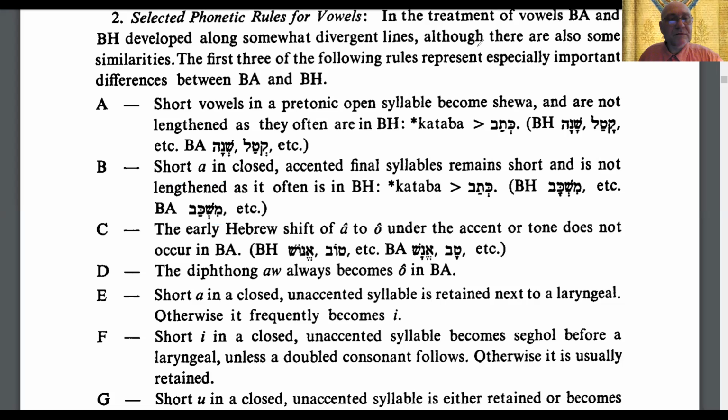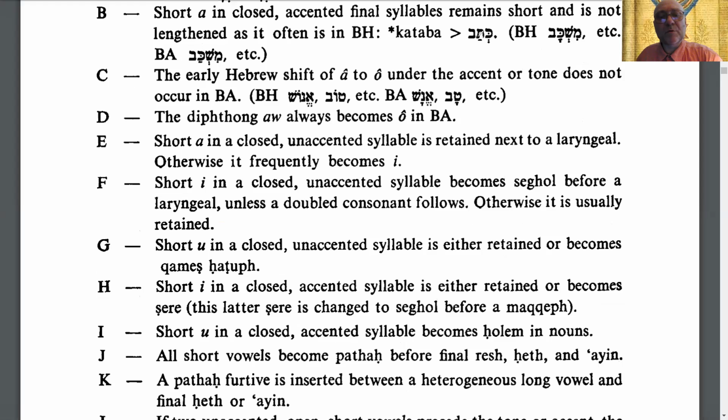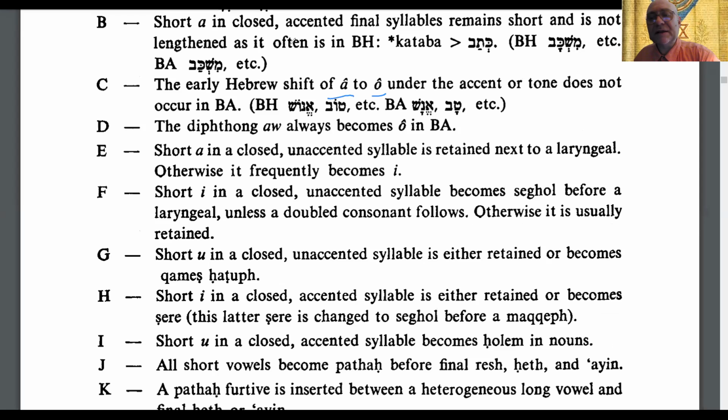Okay, so let's see. In early Hebrew, the shift of A to O under the accent or tone does not occur in biblical Aramaic. Biblical Hebrew enosh or tov, biblical Aramaic becomes enash or tav. So there's the word for good in biblical Aramaic, tav, instead of tov in Hebrew.